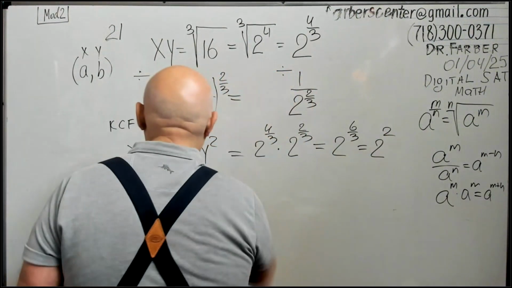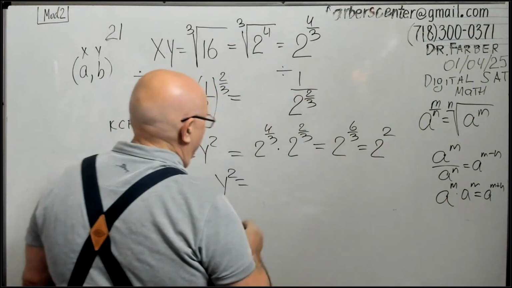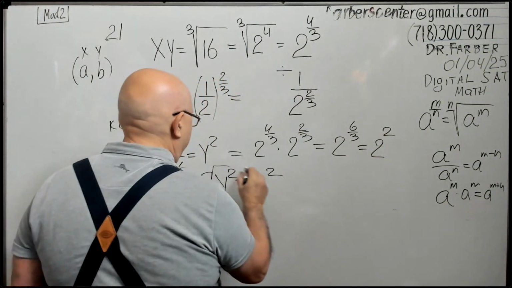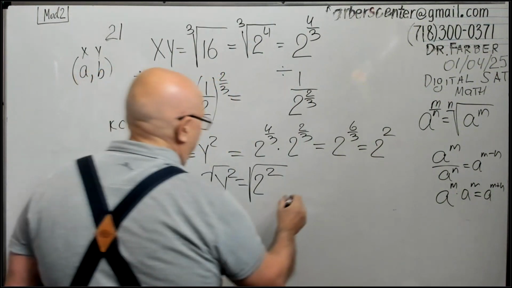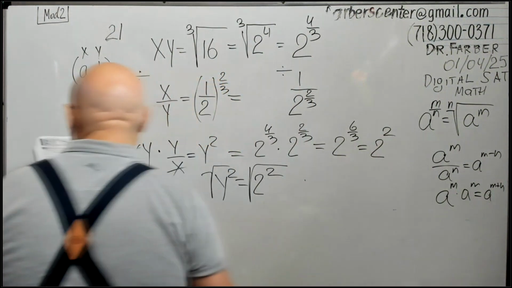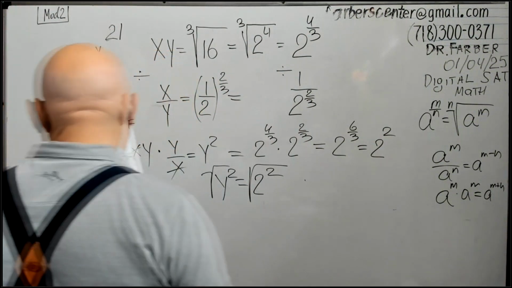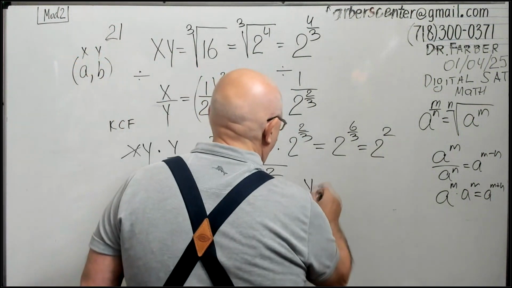What we have? Y squared equals 2 to power 2. Take square root of both parts and get y equals 2. You can put plus minus, but they said positive, right? They said positive, so y equals 2.